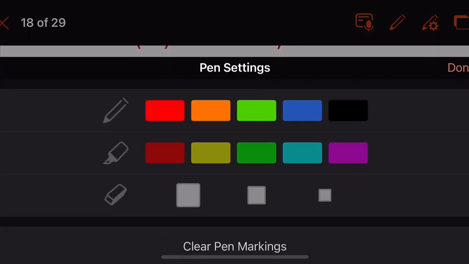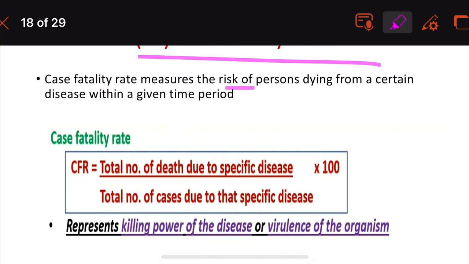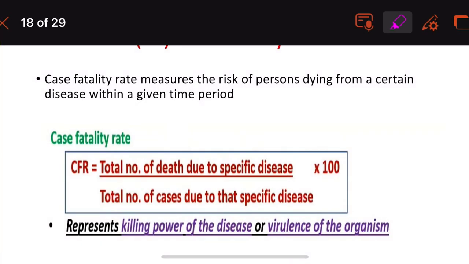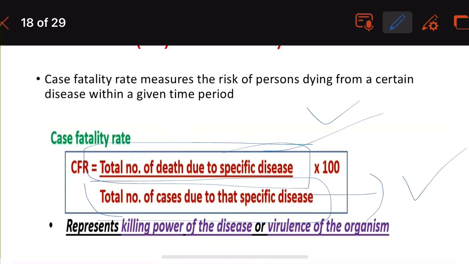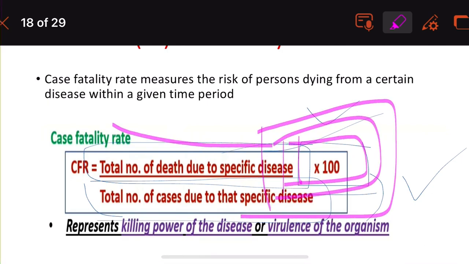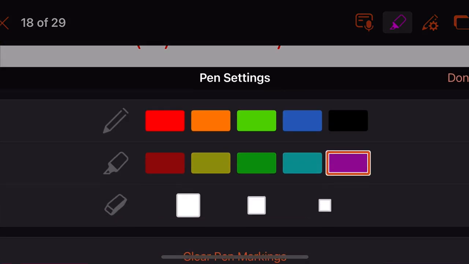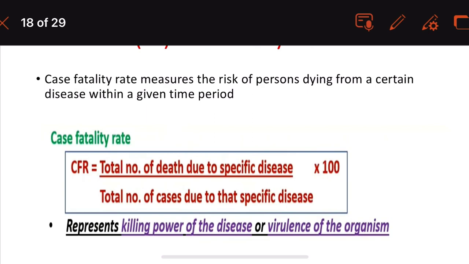Moving on to case fatality rate. Case fatality rate measures the risk of persons dying from a certain disease within a given time period. It is the total deaths because of a specific disease divided by the total number of cases of that specific disease, into 100. You have to remember the formula very well. The most highlighting factor is the into 100 in case fatality rate. That is nothing but the killing power of a disease. I told you this already in the first slide. So let's move further without wasting much time. It is the virulence of the organism. Virulence is nothing but the killing capacity of that organism or the disease.